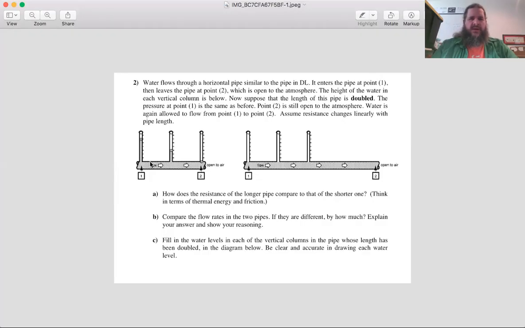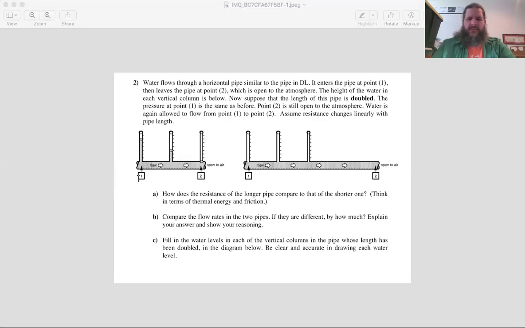So here we've got two flow pipes, one of them twice as long as the other, but they're otherwise identical. And if one of them is twice as long, what does that immediately suggest? I think it suggests that the resistance of the pipe is going to be twice as much as the other one. Yeah, so let's call these pipe A and pipe B.